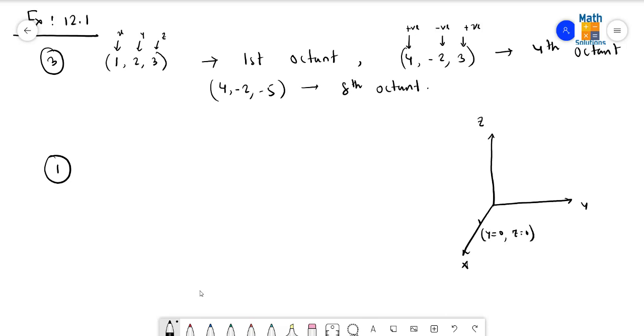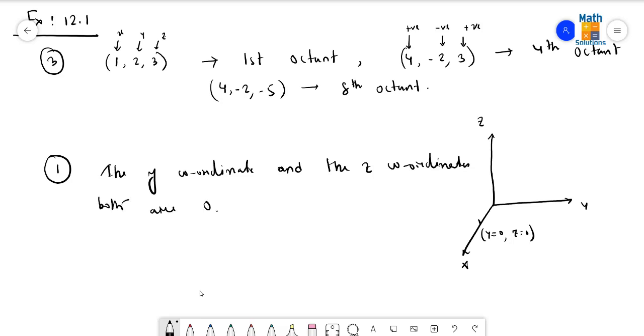So the answer will be the y coordinate and the z coordinate both are 0. So this is the answer for the first one.